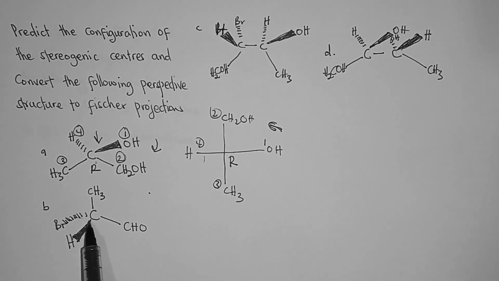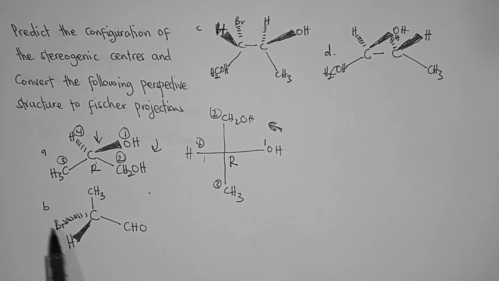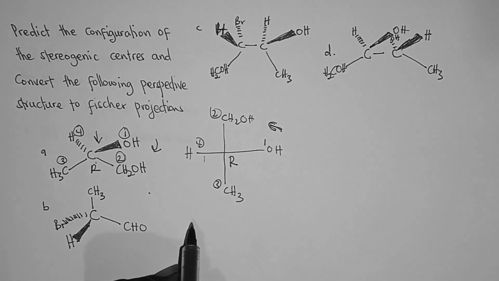What we need to do is to flip this molecule upside down. If we flip the molecule upside down, remember any rotation we do, all the wedge bonds become dash bonds and the dash bonds become wedge bonds. So let's redraw this molecule.